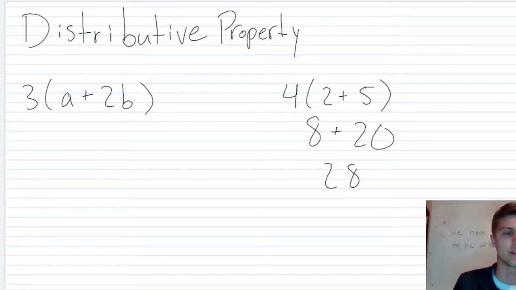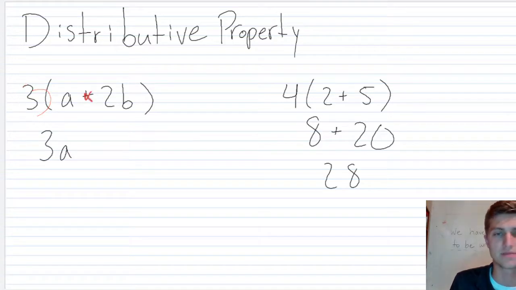Let's take a look at what it does over here. Distribute through 3 times a. Well, 3 a's gives us 3a. And now we have 3 times 2b. 3 times 2 is 6, times b is 6b. So that's just going to give us positive 6b. So see, we multiplied each of these by 3.